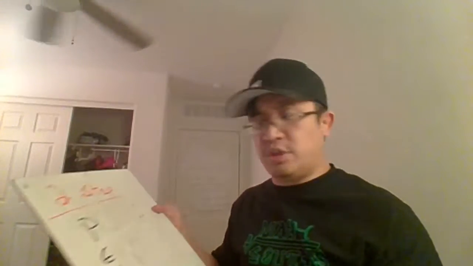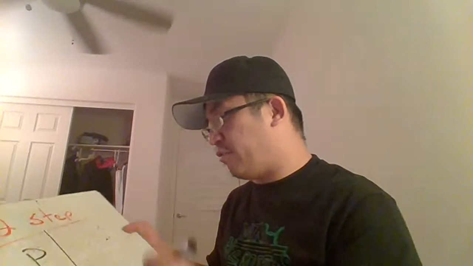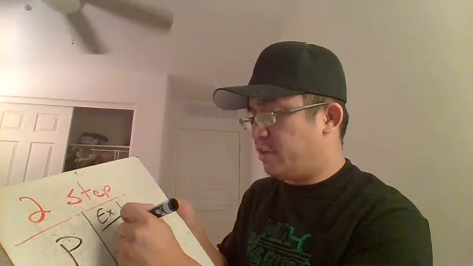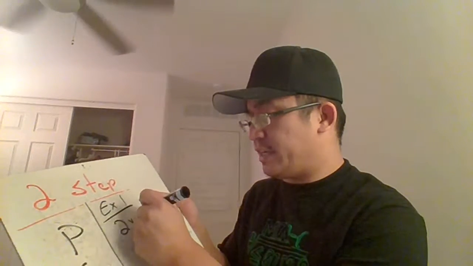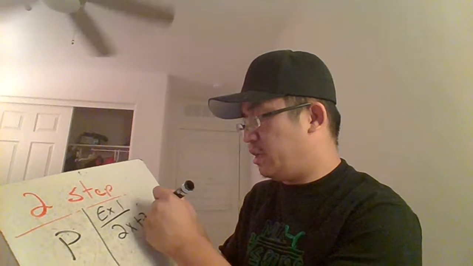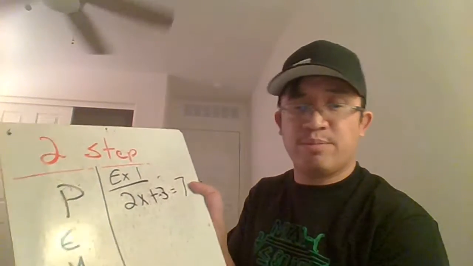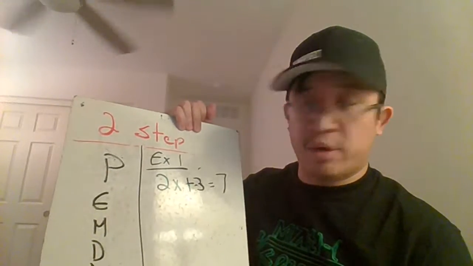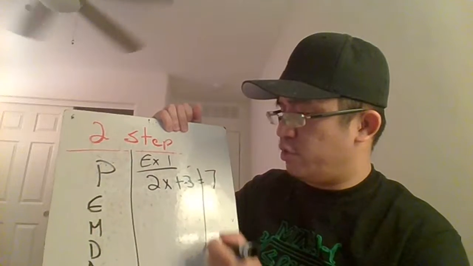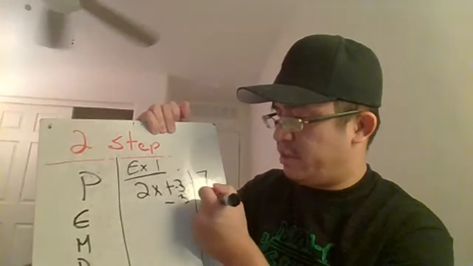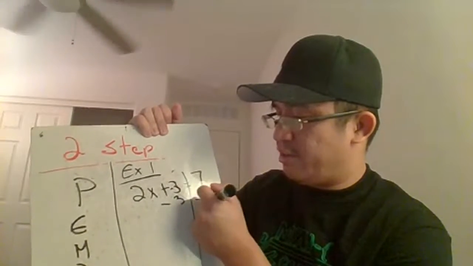One thing I wanted to note was our first example. So let's do example 1. Example 1 is 2x plus 3 equals 7. What we're going to do, of course, is draw our line through the middle, and we'll do the opposite on the left. I'll subtract 3 right here on the right.